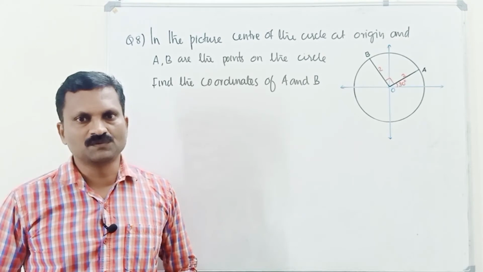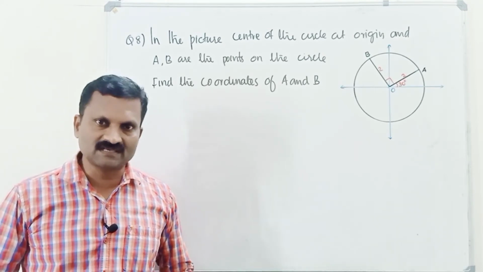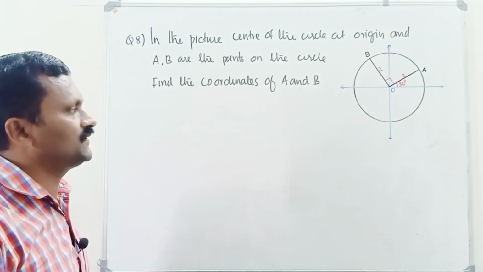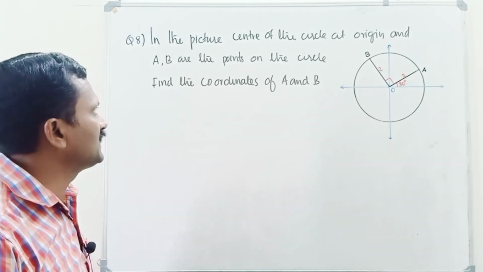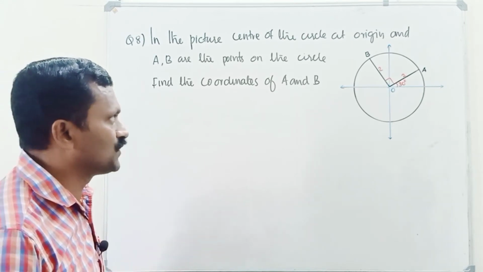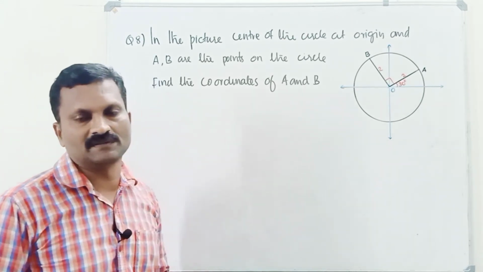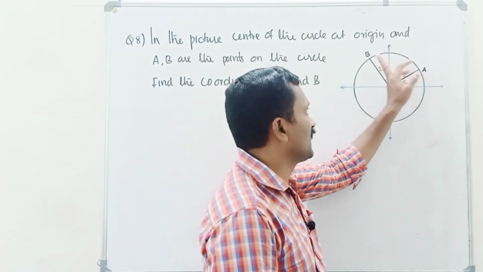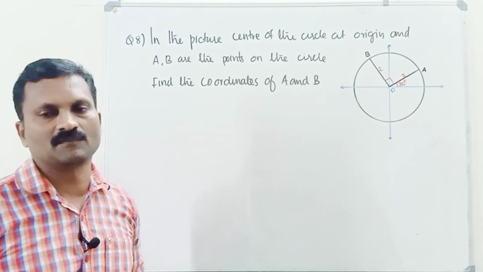We move to the last question of this session. See the question. In the picture, center of the circle is at origin and A, B are the points on the circle. Find the coordinates of A and B. Clear? Yes. The picture is given. From this, we have to find the coordinates of A and B. Okay.